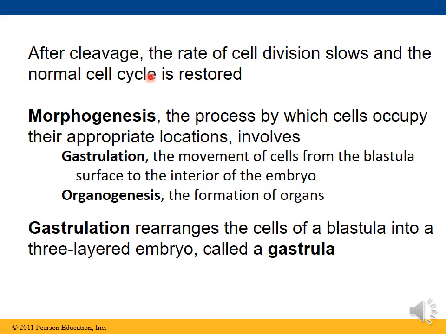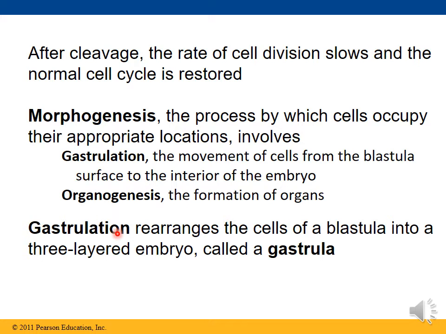After cleavage of the zygote, the rate of cell division slows and the normal cell cycle is restored. Morphogenesis means the process by which cells occupy their appropriate locations. It involves gastrulation, which means the movement of cells from the blastula surface to the interior of the embryo, and organogenesis, which means the formation of organs.